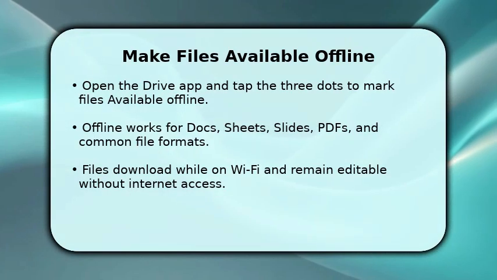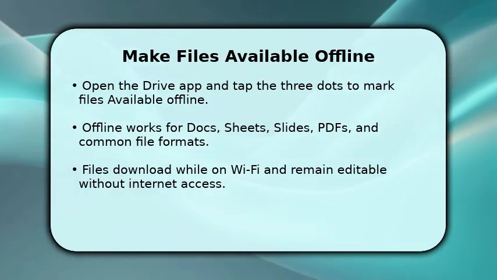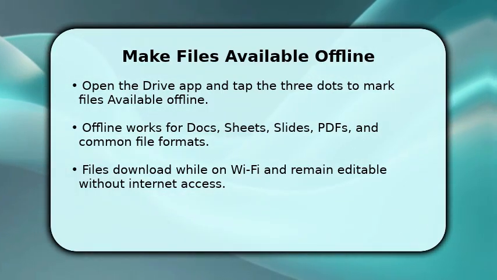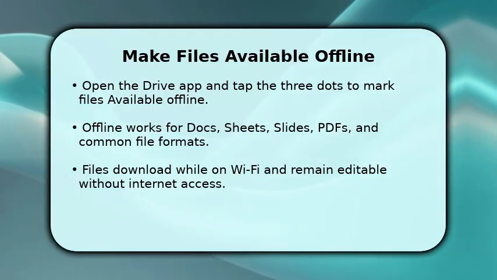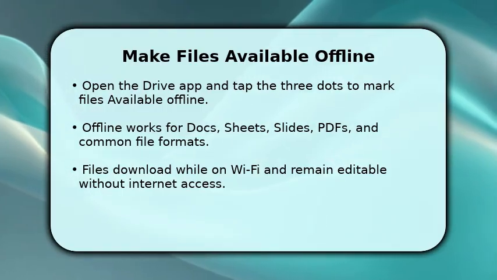Open the Google Drive app and navigate to the file or folder you want offline. Tap the 3 vertical dots next to a file and select Make Available Offline. For Google Docs, Sheets, and Slides, also enable offline in the Docs app settings.